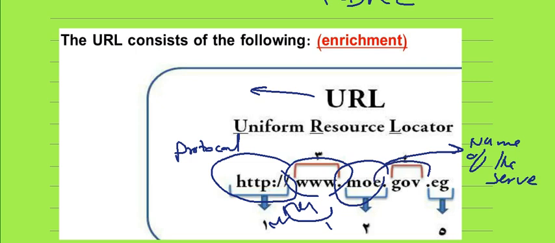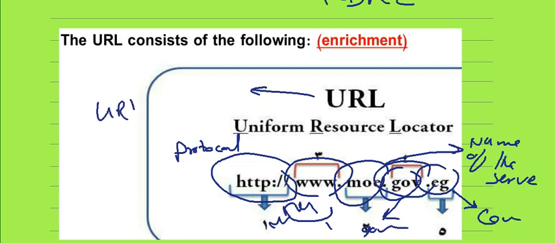MOE dot gov، هنا governmental site، موقع حكومي، refers to the kind of the site. EG refers to the country of the site، هنا Egypt. يبقى every part of the URL refers to a specific meaning: the network, the protocol, the server, the kind of website, and its country.